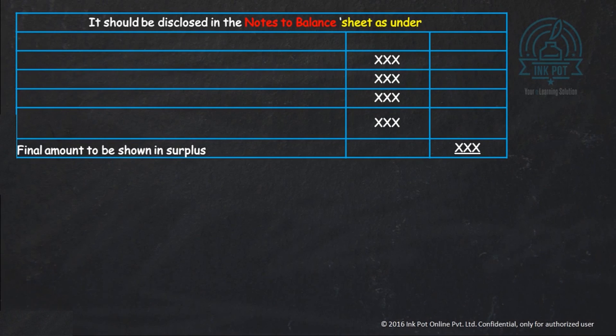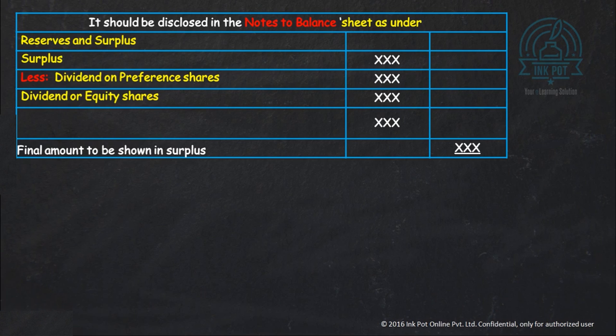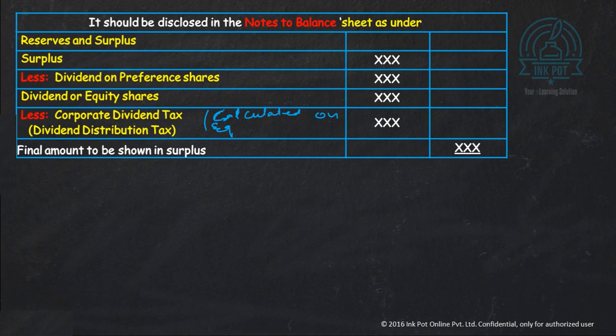Now, how are we going to show the dividend in the balance sheet? Under the heading of Reserves and Surplus, what comes first? Surplus. We will subtract dividend on preference shares, subtract dividend on equity shares, and along with that dividend, corporate dividend tax, calculated on equity and preference both. The final amount is to be shown in the surplus account.